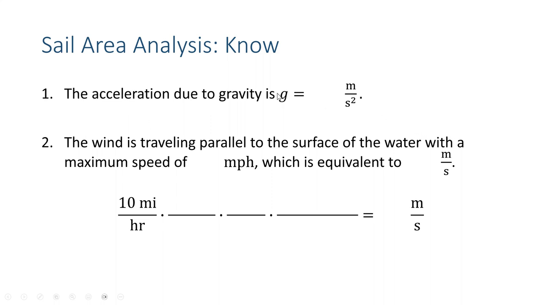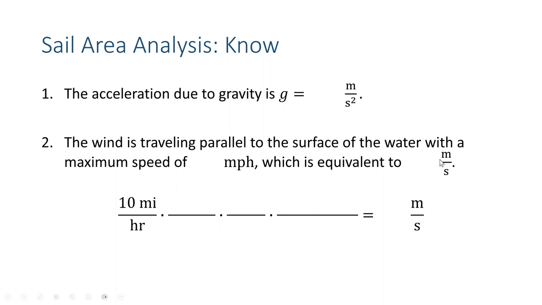Well, we know the acceleration due to gravity. What's that number again? 9.81 meters per second squared. The wind is traveling parallel to the surface of the water with a maximum speed of 10 miles per hour, which is equivalent to how many meters per second?